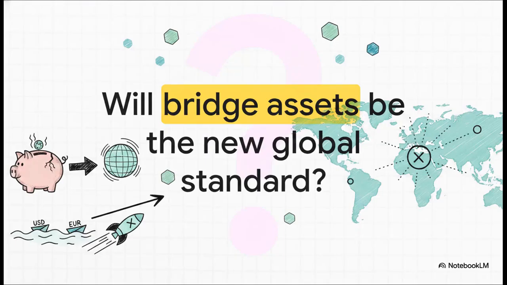So that leaves us with a big question. As digital payments evolve, will bridge assets become the new standard for global money? The landscape of international finance is shifting right beneath our feet, moving away from slow legacy systems toward instant, interconnected digital networks. Understanding the specific role of assets like XRP gives you a front-row seat to that evolution.